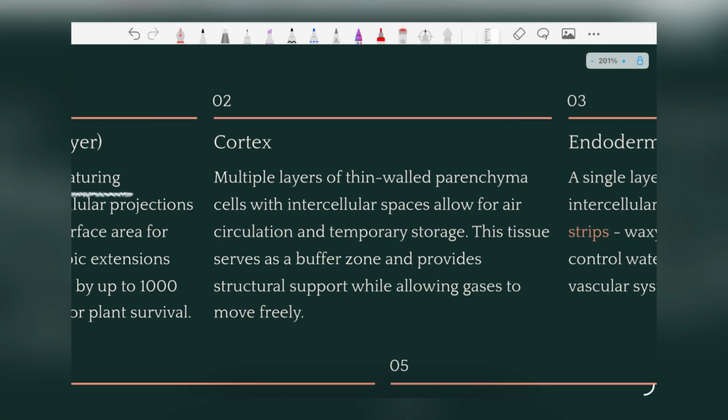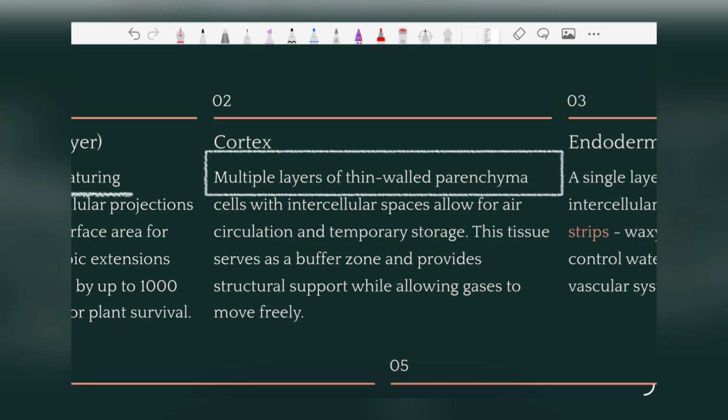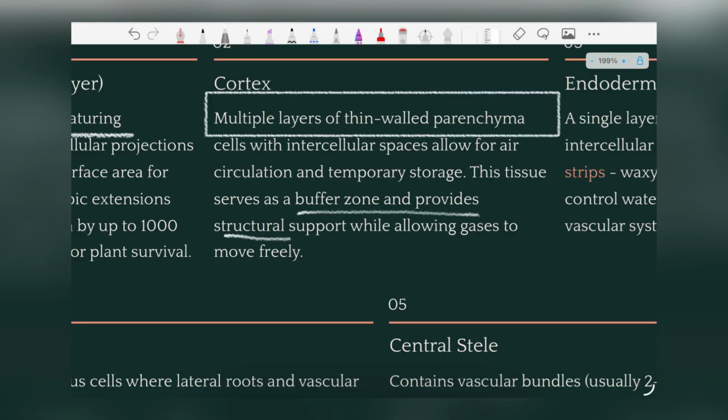Cortex. Multiple layers of thin-walled parenchyma cells with intercellular spaces allow for air circulation and temporary storage. This tissue serves as a buffer zone and provides structural support while allowing gases to move freely. The minerals and the water pass through the root hair towards the transport cells, that is the xylem and the phloem.